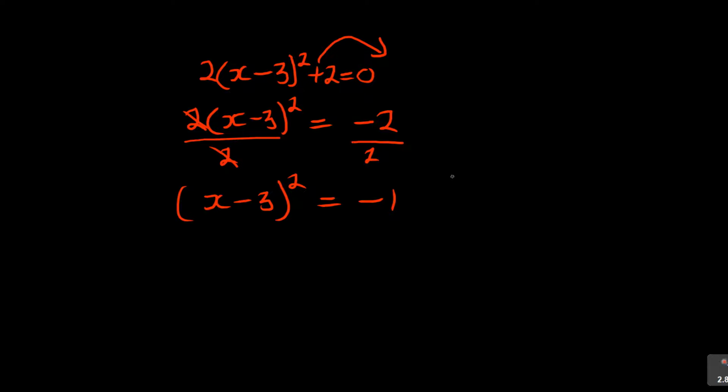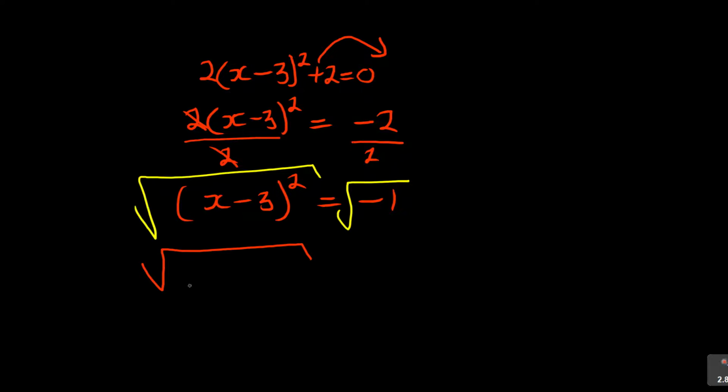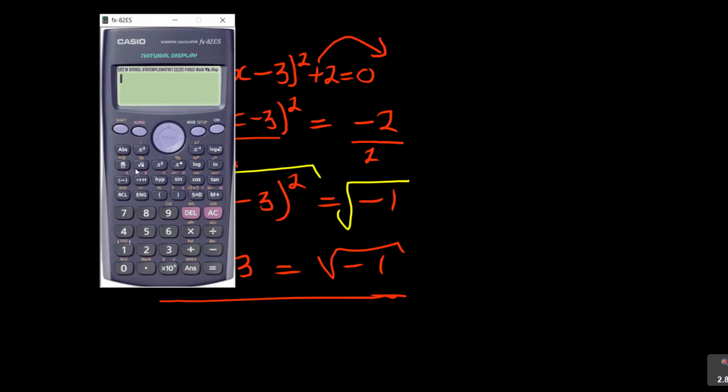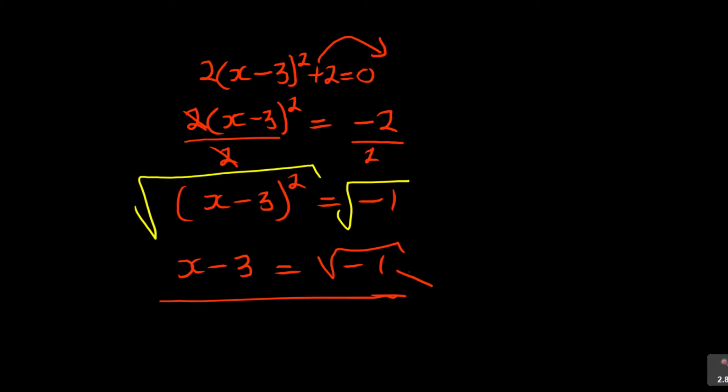Now, how do I get rid of that square? I square root both sides. After putting the square root, what will I have? I will have x - 3 is equal to the square root of negative 1. But now there is the part: if you say square root of negative 1, the calculator will give what? An error, meaning this is non-real. They are not real.